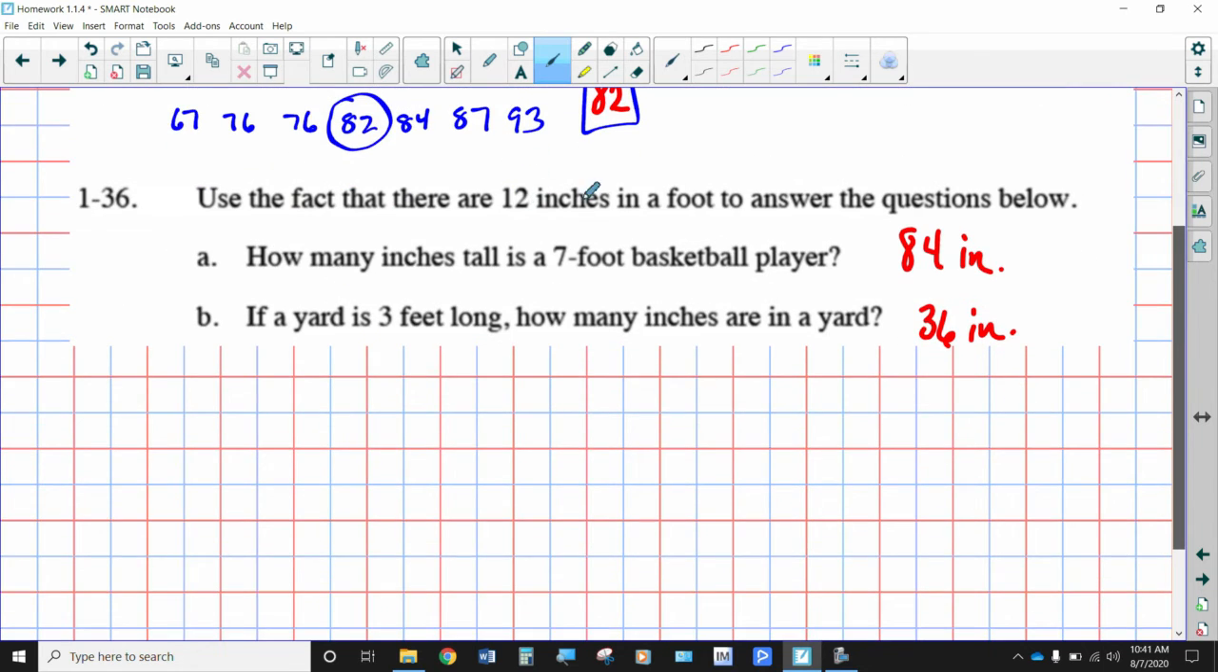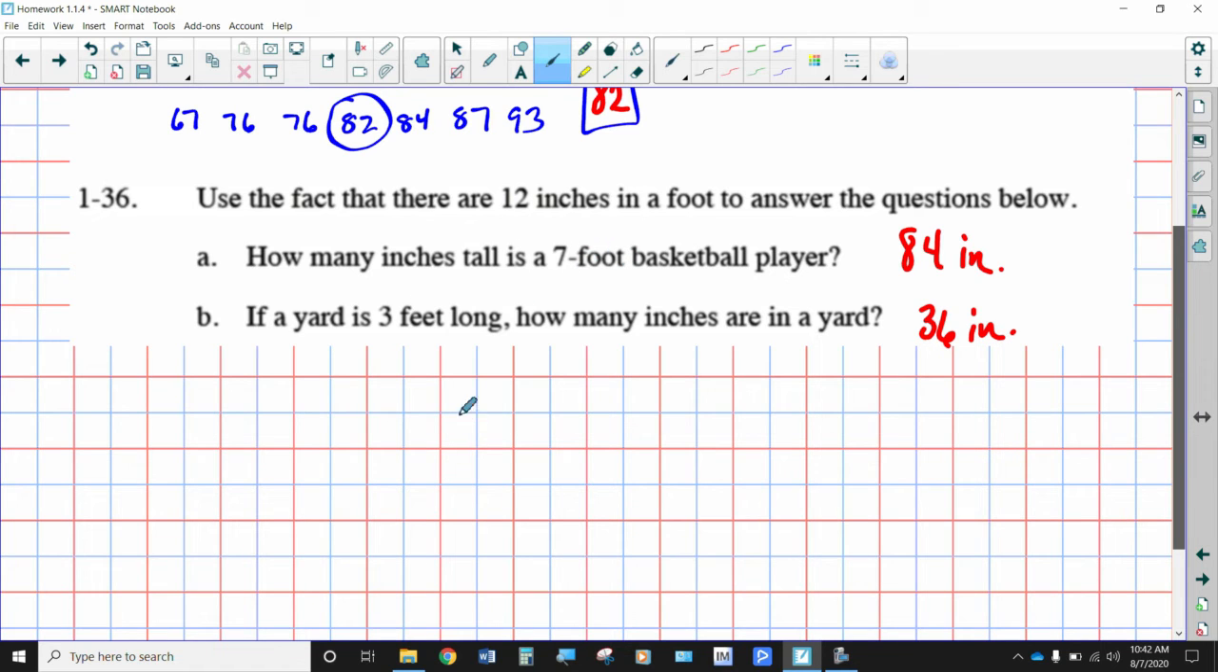Use the fact that there are 12 inches in 1 foot to answer each of the following questions. How many inches tall is a 7-foot tall basketball player? And if a yard is 3 feet long, how many inches are in a yard? Well, here are the answers, right? And there are different strategies that you can use. The problem is sometimes it's confusing as to whether we're supposed to multiply or divide when we're doing these conversions.